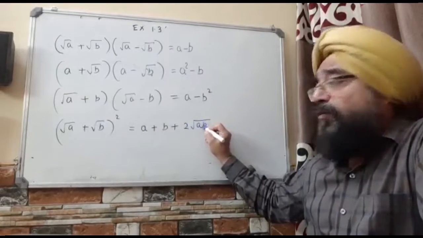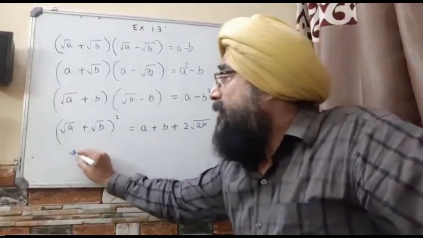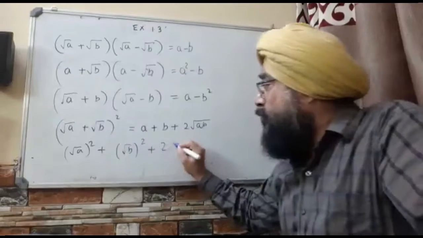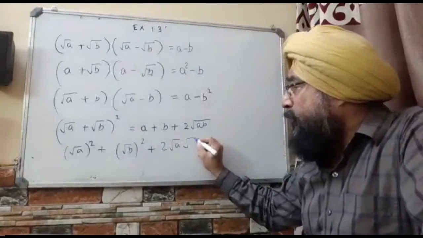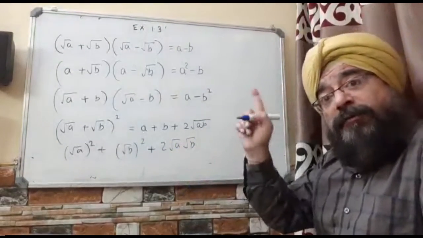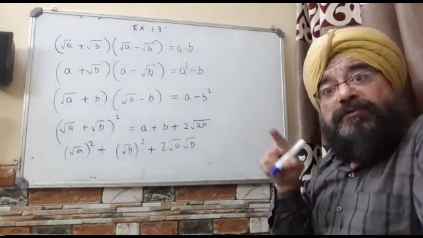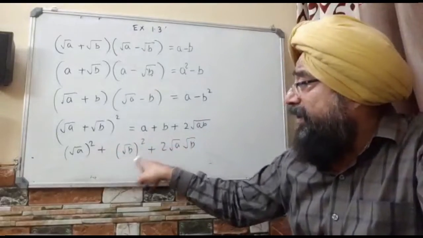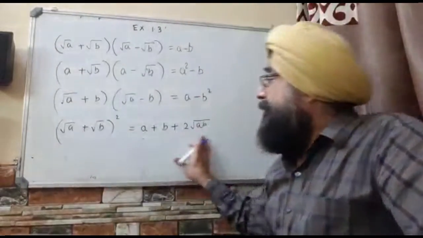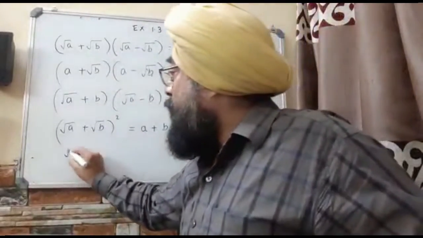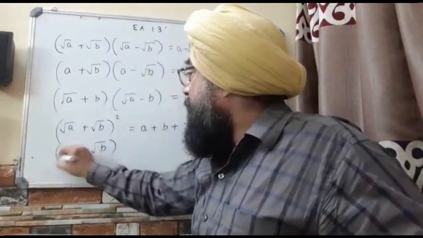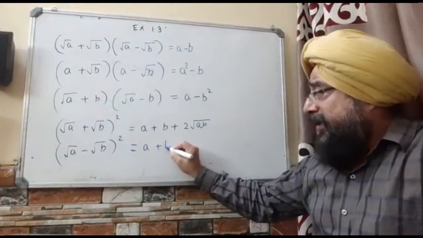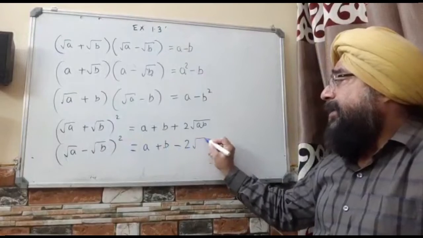टू रूट ए बी। क्यों हुआ ऐसा? Yes, sir. क्योंकि रूट ए का स्क्वायर हुआ प्लस रूट बी का स्क्वायर हुआ प्लस 2 इंटू रूट ए इंटू रूट बी हुआ। अब रूट ए इंटू रूट बी वाला फॉर्मूला अभी लॉ सिखाए थे, रूट ए इंटू रूट बी बराबर रूट ए बी। तो देखो 2 रूट ए बी बन गया, और रूट ए का स्क्वायर ए और रूट बी का स्क्वायर बी बन गया। तो लाइकवाइज अगर आपसे रूट ए माइनस रूट बी का स्क्वायर मांग ले, तो आप मुझे बता दो। A plus B minus 2 root AB.